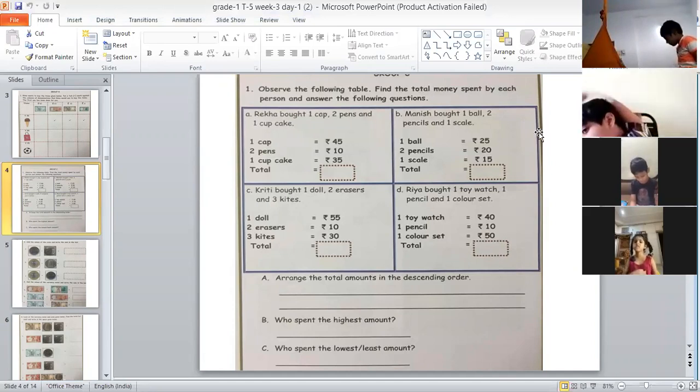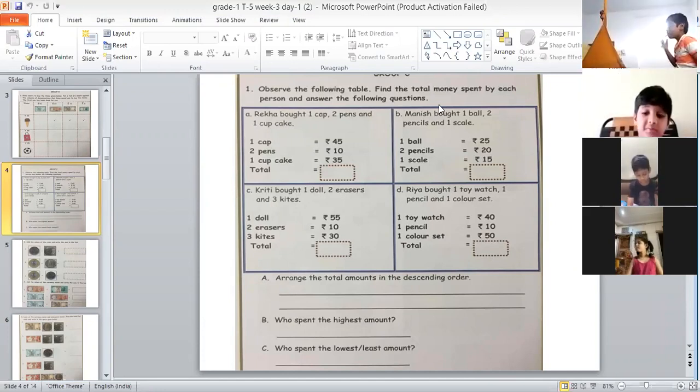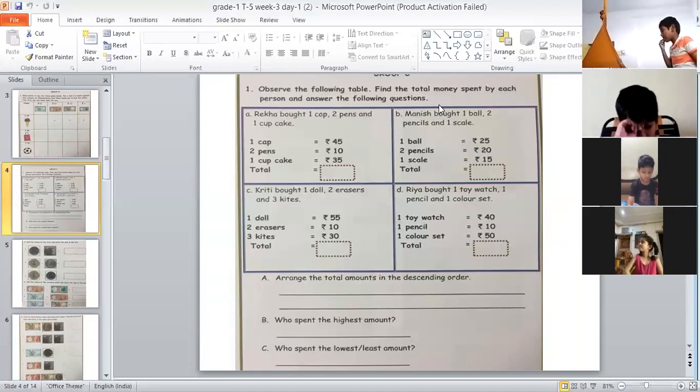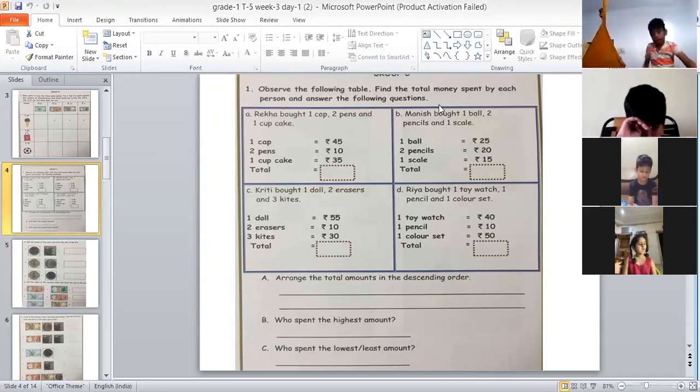Ayansh, please read this question for us. Observe the following table. Find the total money spent by each person and answer the following questions. Ketan, listen carefully, sit down and behave properly, please. Yeah, thank you, Ayansh, thanks for reading this question for us.